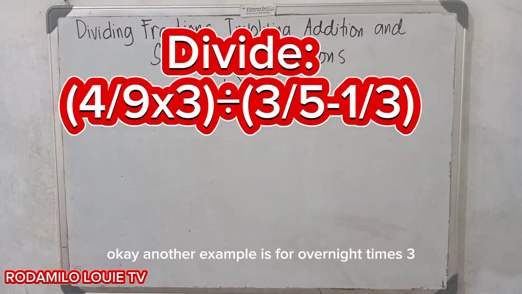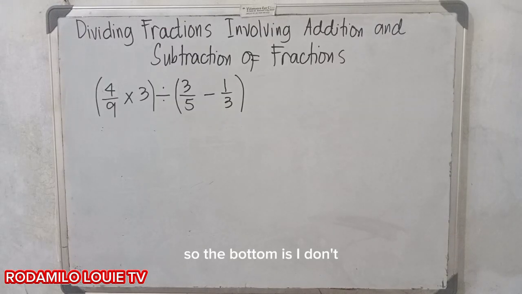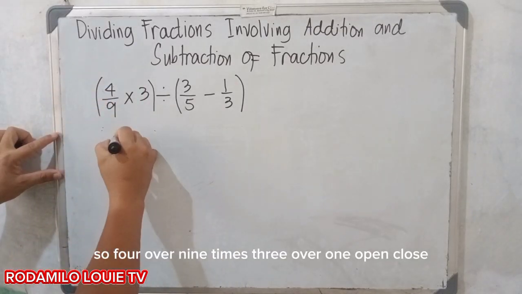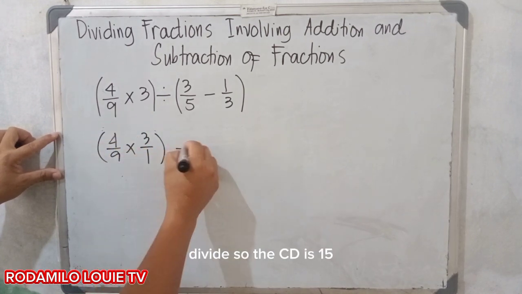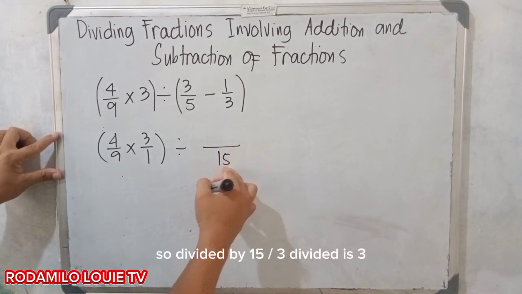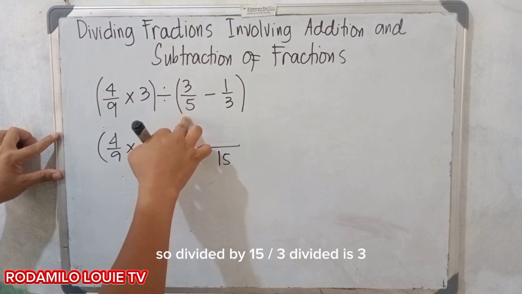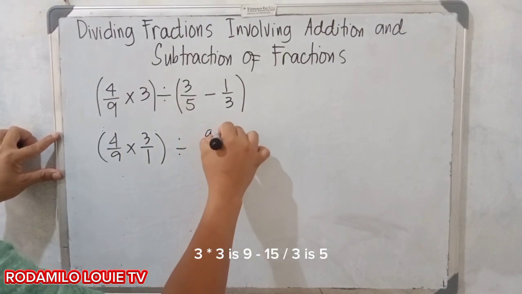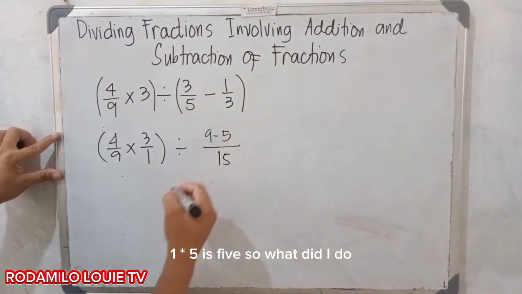Okay, another example is 4 over 9 times 3 divided by 3 fifths minus 1/3. So, first, let's group the 3 fractions. 4 over 9 times 3 over 1, open parenthesis, 3/5 minus 1/3, close parenthesis, divide. The LCD is 15. So we divide 15 by 3 and by 5. 15 divided by 5 is 3 times 3 is 9, minus 15 divided by 3 is 5, 1 times 5 is 5.